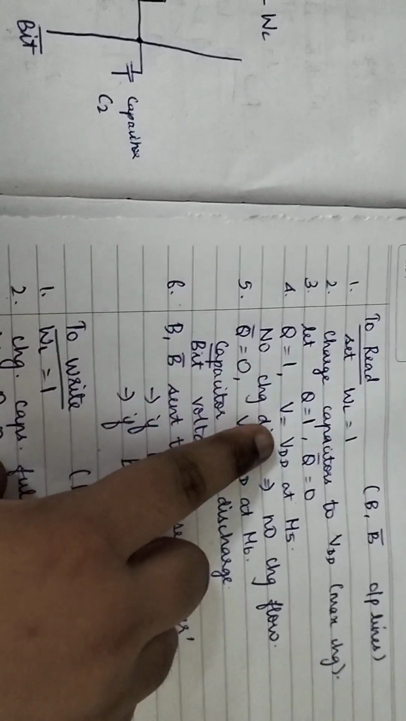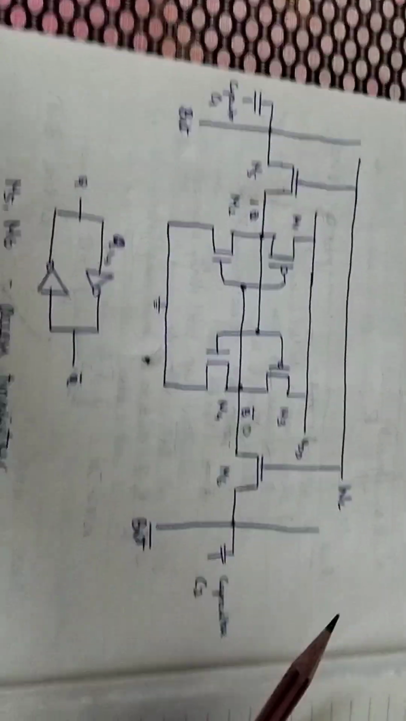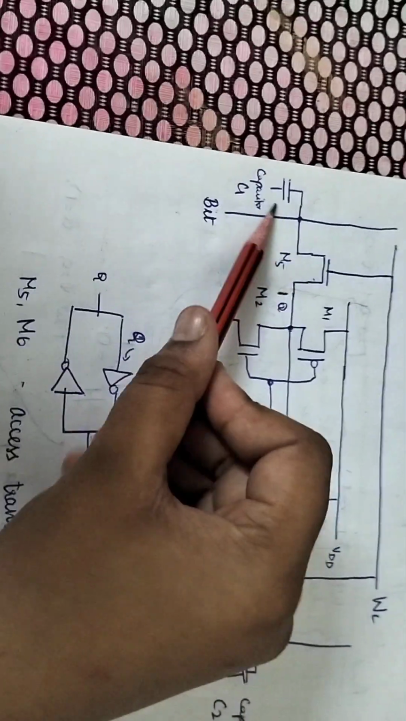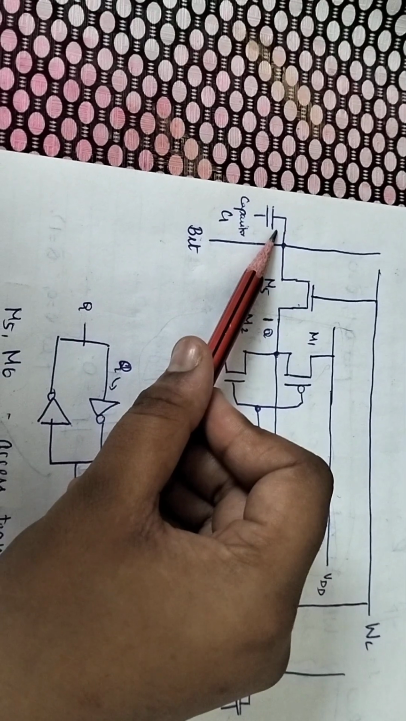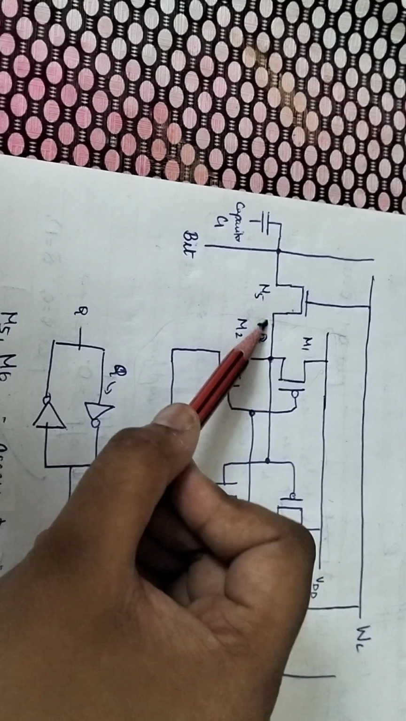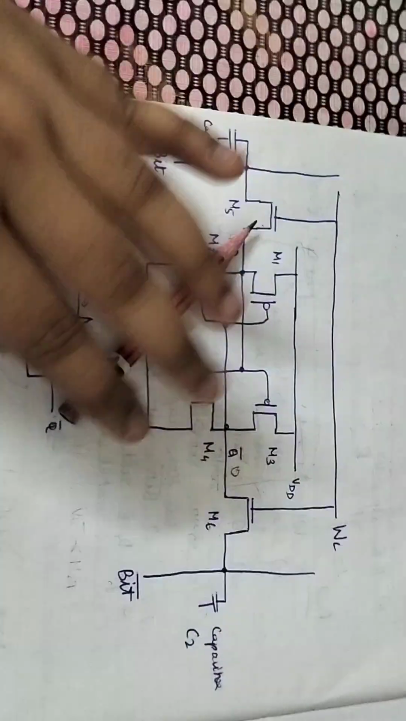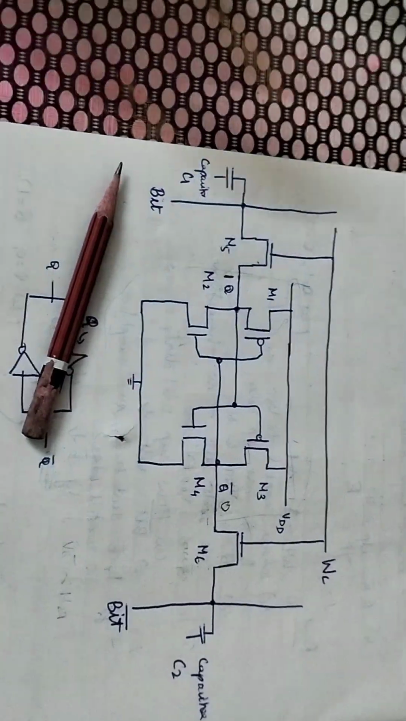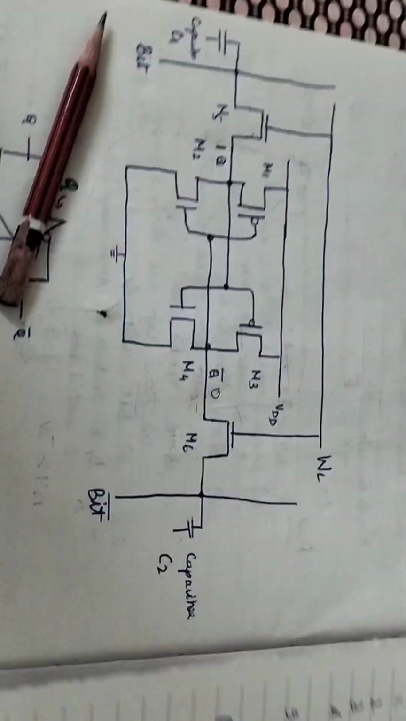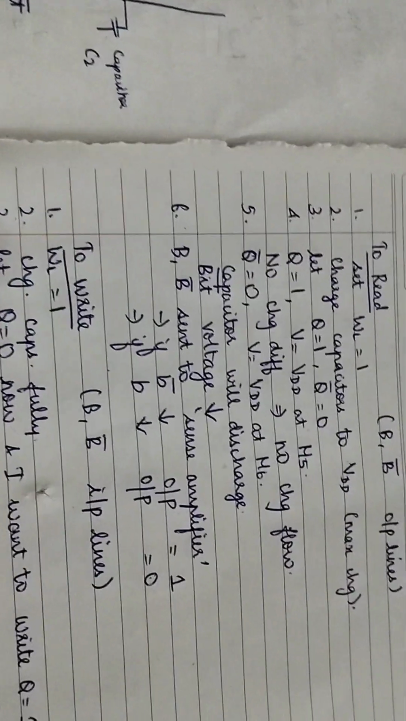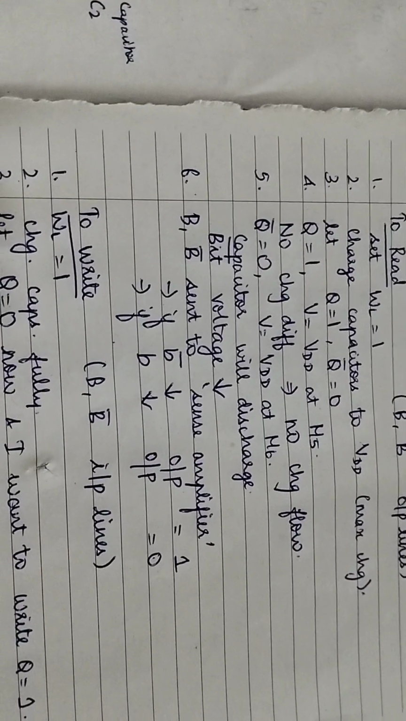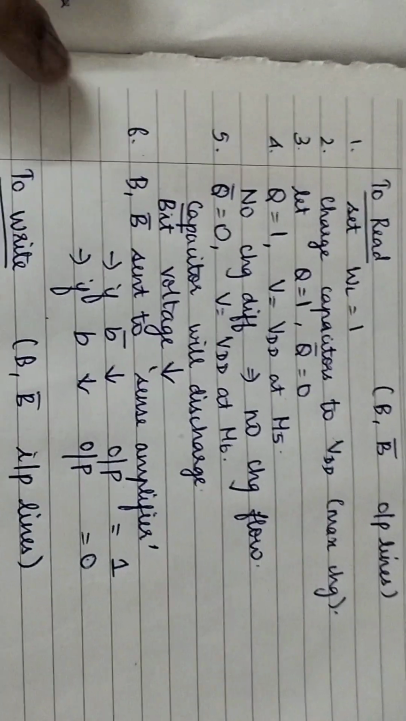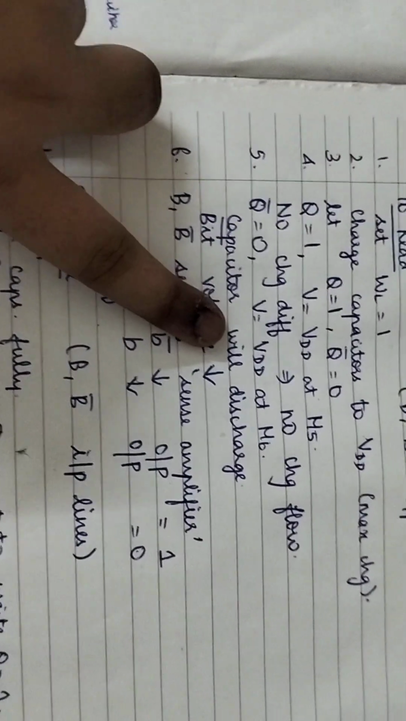Now we know Q is 1 and V equals VDD at M5. Now at this point, Q is 1, meaning this part is high and this capacitor is fully charged. So this part is also full or high, and this one is also high, meaning the charge is full in both cases. So there will be no flow of charge because there is a high here and a high here. But Q bar is 0 and V is VDD at M6. So Q bar is 0 and V is fully charged at this point.